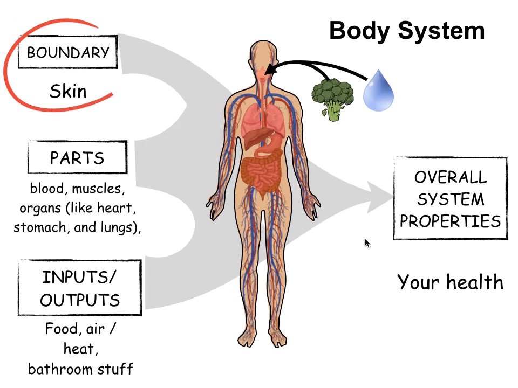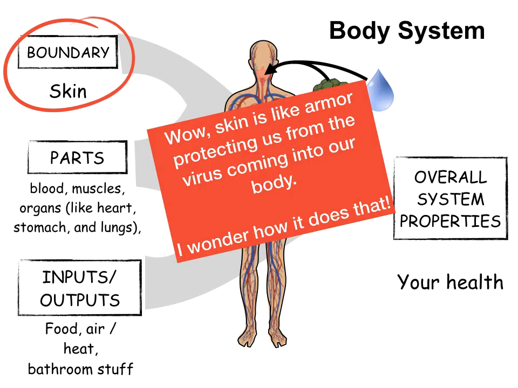And in fact, our skin is one of the key lines of defense we have against coronavirus. The virus wants to get inside our body so that it can start affecting and using and taking advantage of the parts that we have and taking advantage of the food that we feed ourselves. It wants to get in there, but our skin keeps it out. And wow, skin is like armor protecting us from a virus coming into our body. And I wonder how it does that.